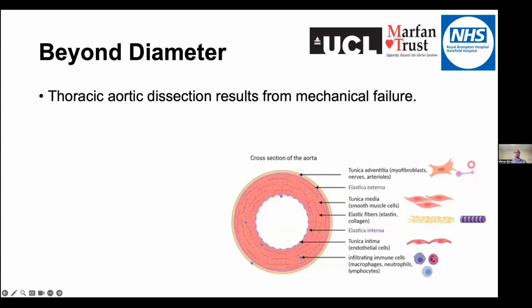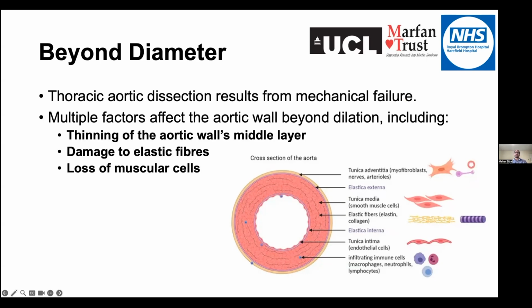So I wanted to explore this in a bit more detail. It's clear that dissection results from a particular moment in time where the pressure of the blood inside the wall exceeds the strength of the inner layer of the aortic wall. And this moment in time will lead to the wall to dissect. This is due to factors that are beyond simply the aortic wall expanding. This includes thinning of the aortic wall's middle layer, damage to elastic fibers, and also loss of muscular cells within the aortic wall.